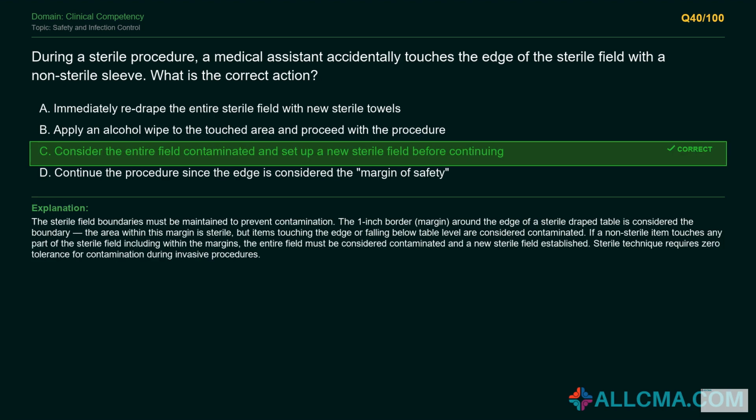The correct answer is C. The sterile field boundaries must be maintained to prevent contamination. The 1-inch border, margin, around the edge of a sterile draped table is considered the boundary. The area within this margin is sterile, but items touching the edge or falling below table level are considered contaminated. If a non-sterile item touches any part of the sterile field, including within the margins, the entire field must be considered contaminated and a new sterile field established. Sterile technique requires zero tolerance for contamination during invasive procedures.